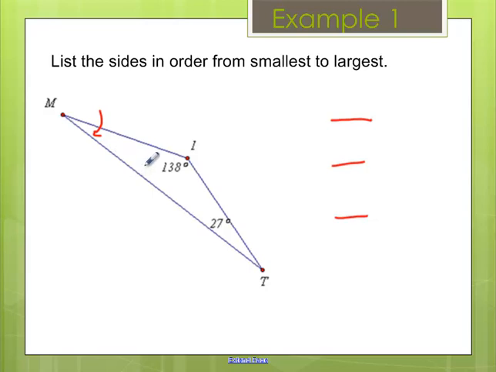So I'm going to take 180 and subtract the 2 angles that I already know and then find that angle. I get that that angle is 15 degrees. And 15 is smaller than everything else, so across from it, side IT is the smallest. Across from 27 is MI. That's the middle. And the largest side is across from this big 138 degree angle, MT.